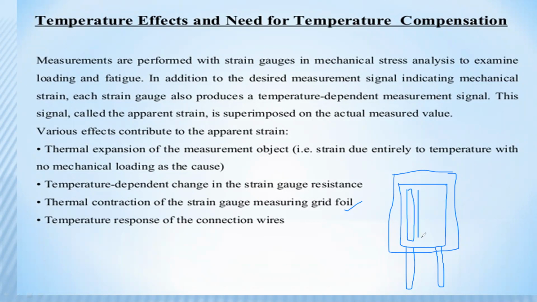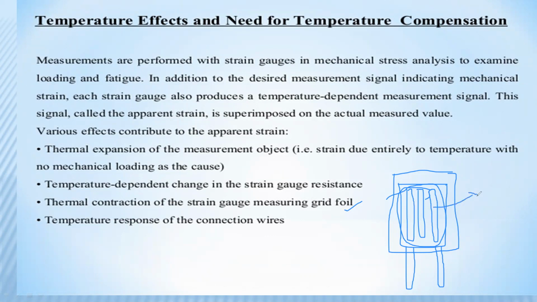the grid is placed on the strain gauge. It is the grid foil. What he told, the thermal contraction of the strain gauge measuring grid foil. How much thermal contraction is developed on the strain gauge? The grid foil helps to calculate that amount of thermal contraction developed in the strain gauge. Okay, so it is the grid foil.